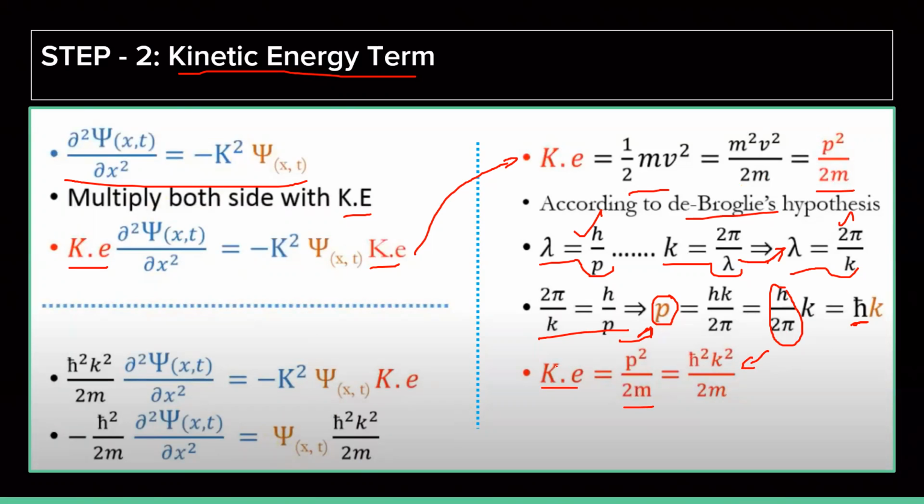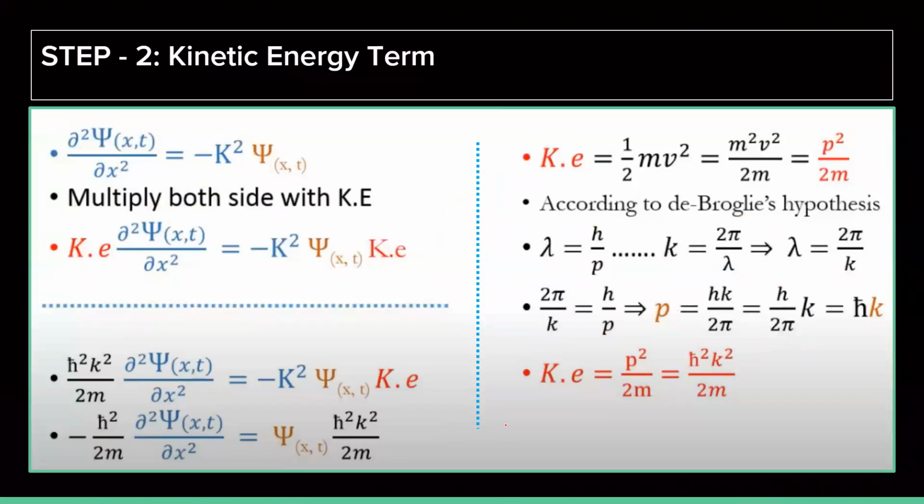by 2m. So I substitute this value of kinetic energy over here, and this is this term. So we get h cross square k square by 2m instead of kinetic energy, writing the remaining term as it is. And this is the second part, deriving the kinetic energy term and substituting. So step 2 is over.